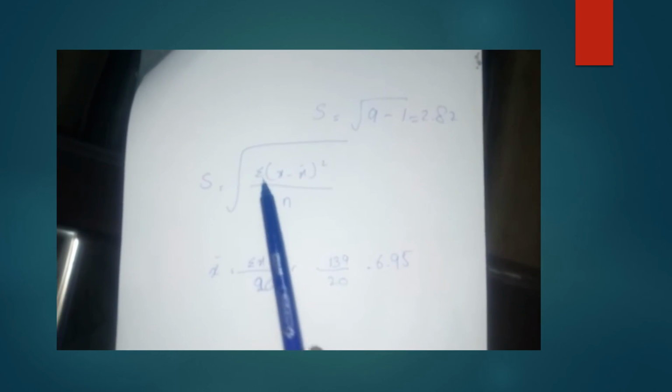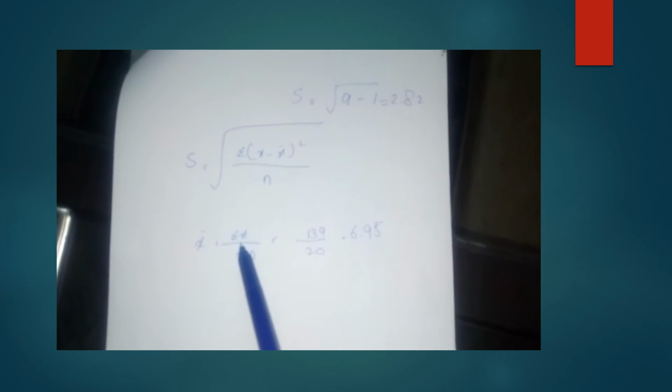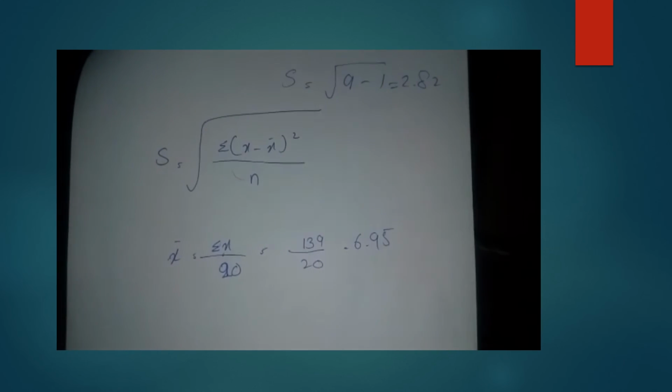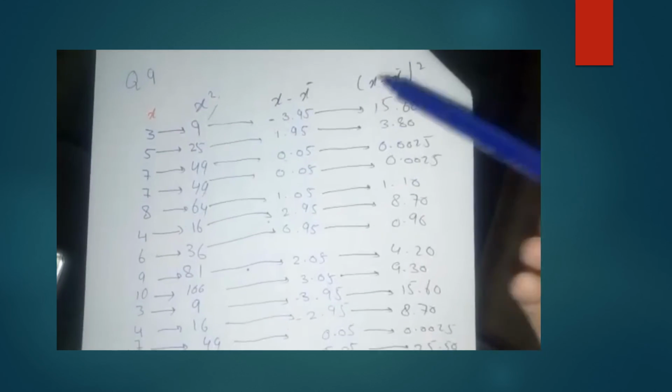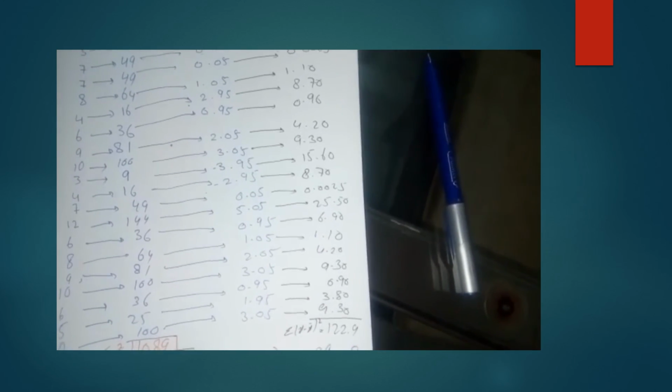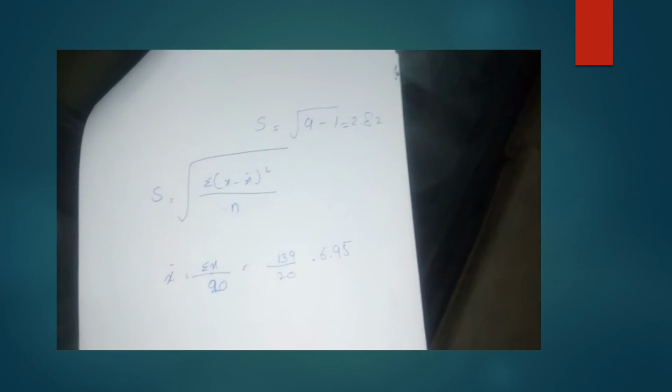We can also calculate from the first formula. The first step is to calculate the mean, and the mean is 6.95. The next step is x minus mean, and this is the answer. Next we take the modulus. All negative values are converted into positive, and then we square. This is the answer, and the sum of this is 122.9.